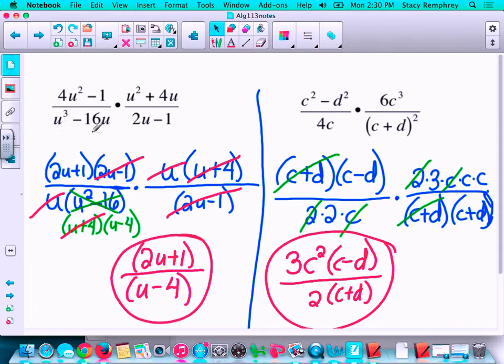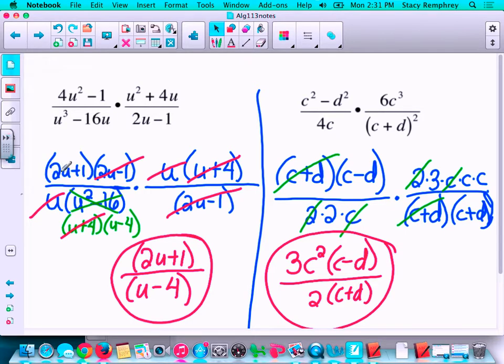Then in this denominator, I factored out the greatest common factor of u. That's what I did here, and I was left with u squared minus 16. That's right here. But then I said, wait, u squared minus 16, I can factor that even more, and I broke that up into (u plus 4)(u minus 4). In the right side numerator, I factored out a u, because they both had a factor of u, and I had 2u minus 1 at the bottom.